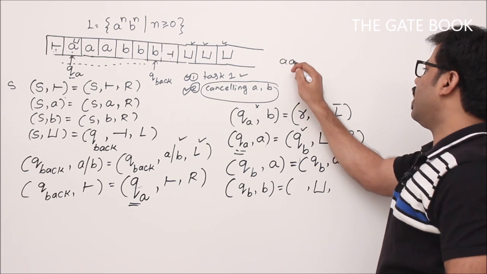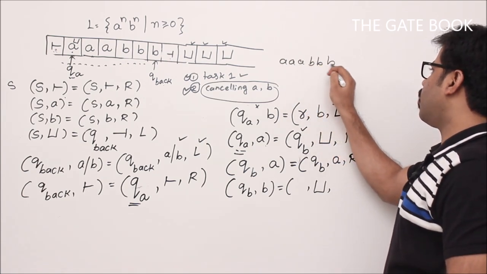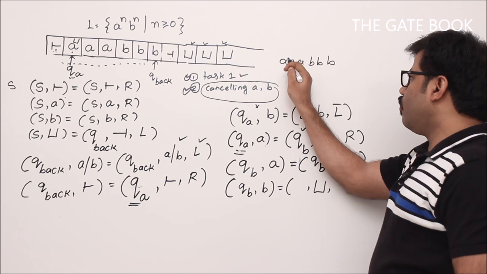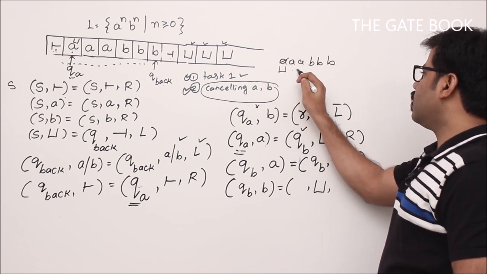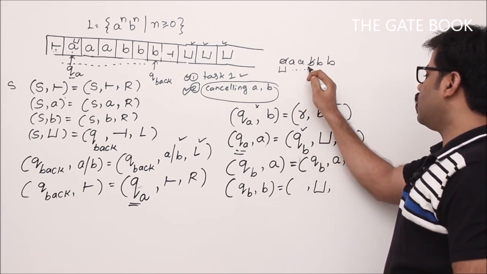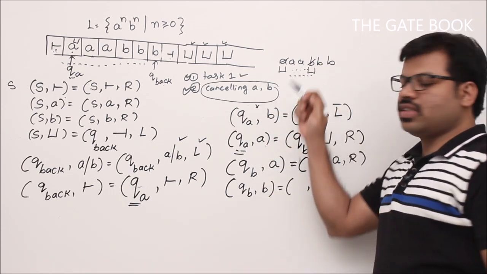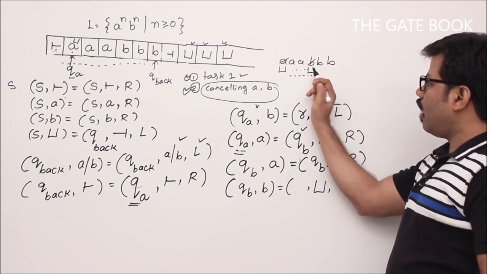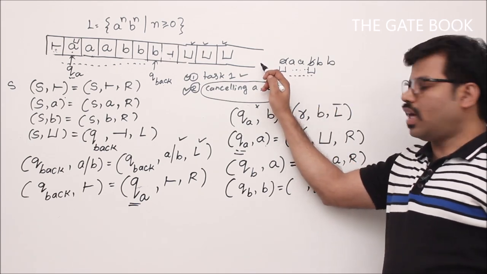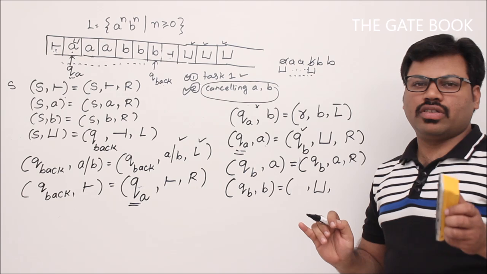For example, you have three A's and three B's. We are doing this process like this. First of all, we cancel A and we search for B. Once you cancel it, I should go left side. Why? Again, I have to start the process one more time, correct? Then I will go to the leftmost bit, otherwise the left end, and I start the process, okay?